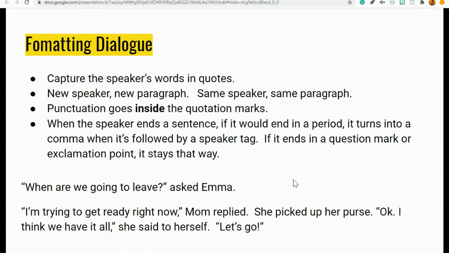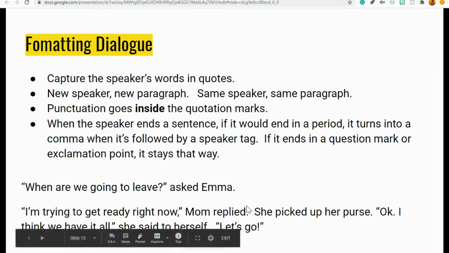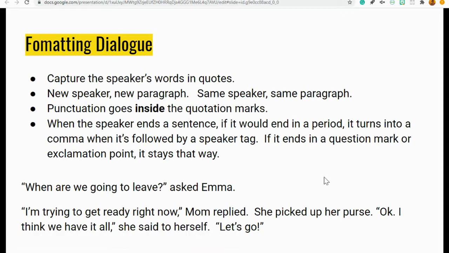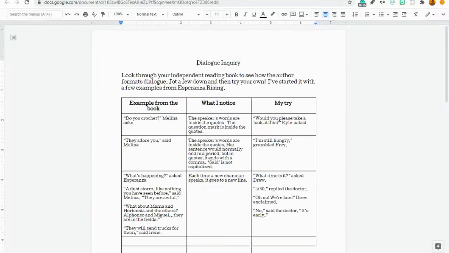So notice, new speaker, that's Mom, new paragraph. The other thing I'm noticing is that her sentence is kind of cut in half, right? "I'm trying to get ready now," Mom replied. That would be the end. It would normally have a period, but it's a comma because it's followed by Mom replied, which is the speaker tag. Then she picks up her purse and she keeps talking. "Okay, I think I have it all," she said to herself. "Let's go."